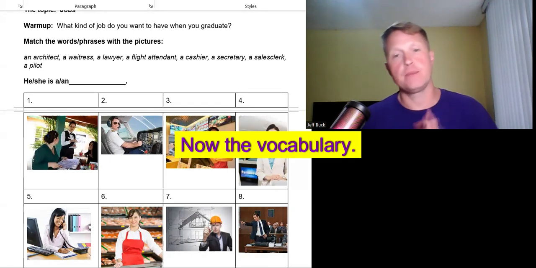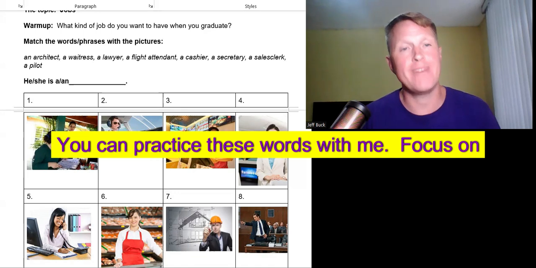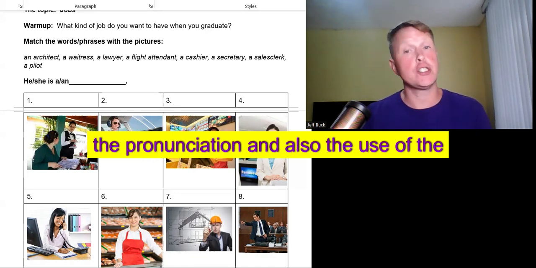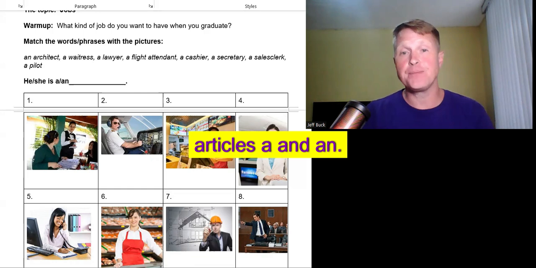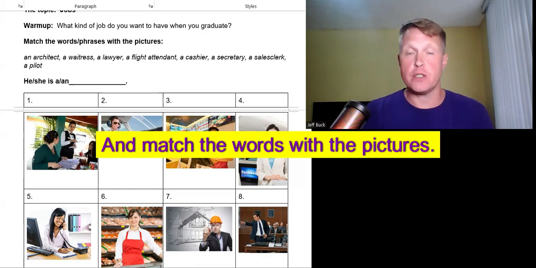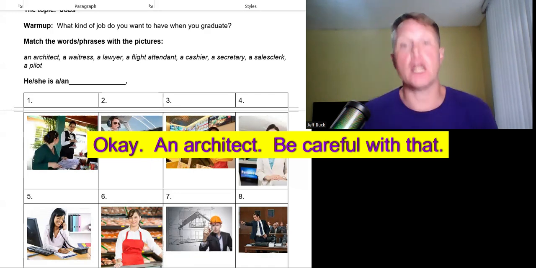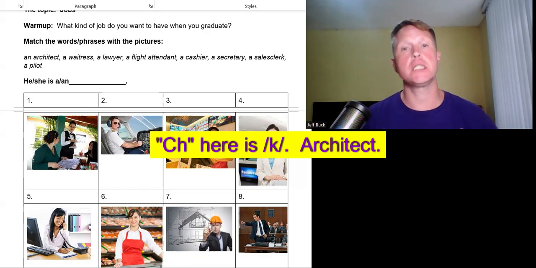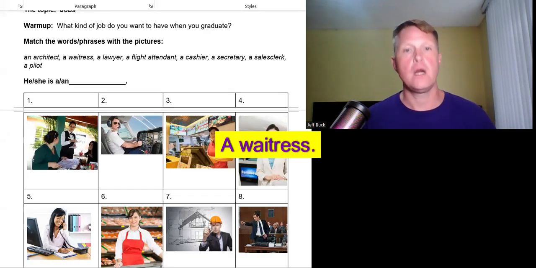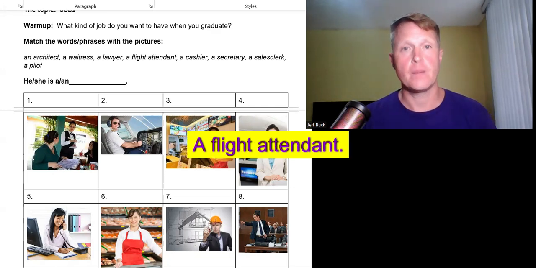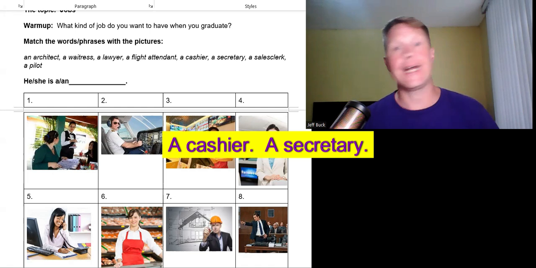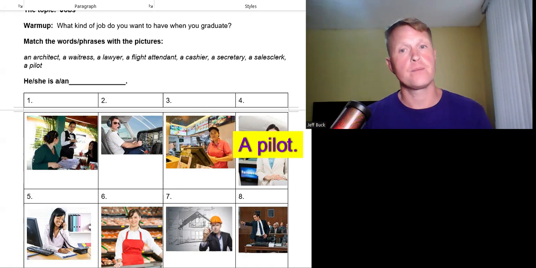Now the vocabulary. You can practice these words with me, focus on the pronunciation and also the use of the articles a and an, and match the words with the pictures. Okay? An architect. Be careful with that. CH here is k, architect. A waitress. A lawyer. A flight attendant. A cashier. A secretary. A sales clerk. A pilot.